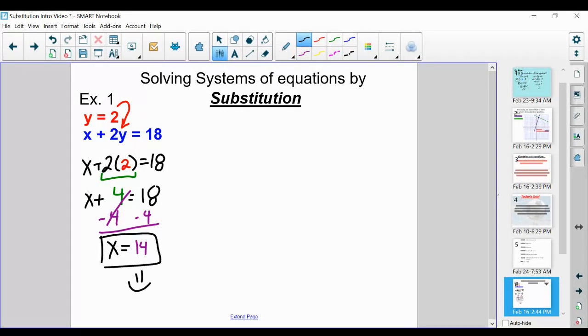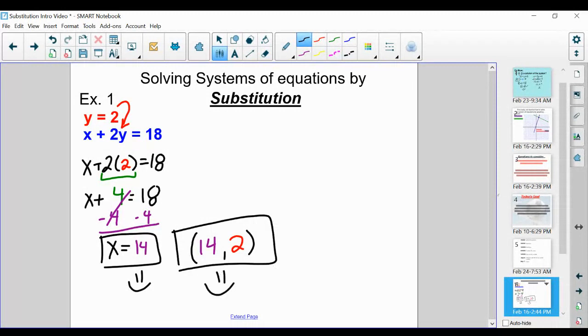Now that we solved for that first variable, we're going to substitute and solve for the second variable. Well, this step is already done for us. We already know what y is equal to. We know that y is equal to 2. So therefore, our coordinate point is going to be 14, comma 2. 14 is the x value, 2 is the y value.